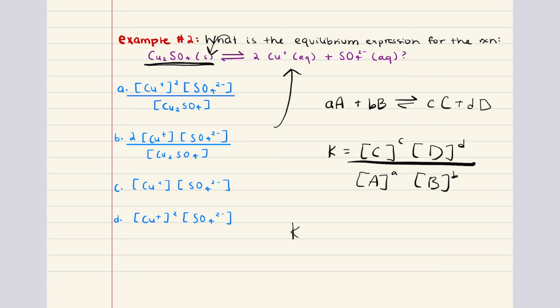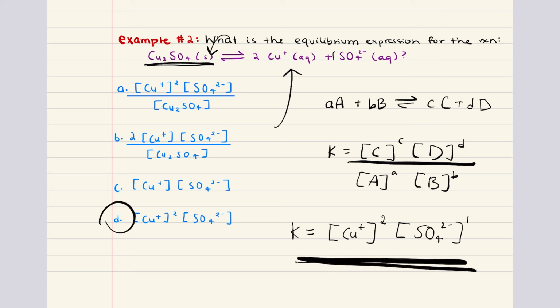So if we're going to write the equilibrium expression for this reaction, it's going to be our products, copper ion, raised to its stoichiometric coefficient, so raised to the power of 2, multiplied by our sulfate ion, raised to its stoichiometric coefficient. It only has a coefficient of 1, so it's just raised to the power of 1. Now, the correct answer here is going to be answer choice D because that best aligns with what we just wrote. All right, again, remember, please, the concentrations of pure solids and liquids are not included in our equilibrium expression. And with that, we've solved problem 2 as well. 2 is D.